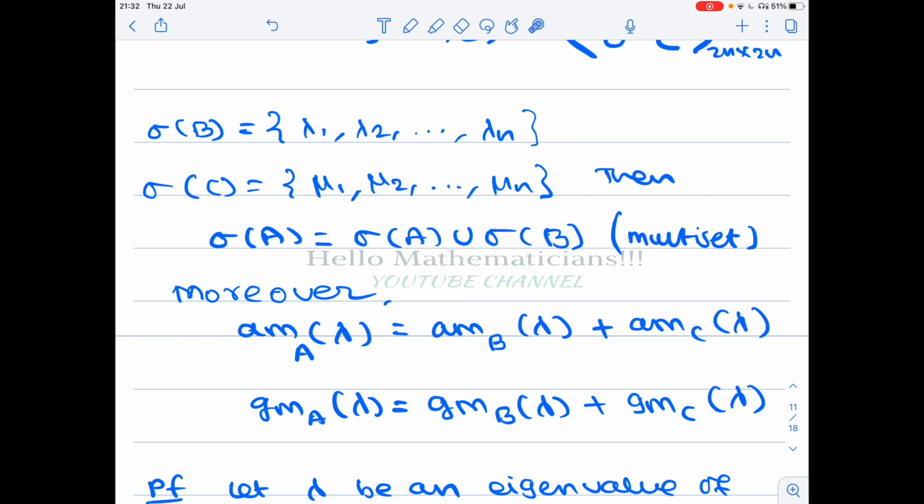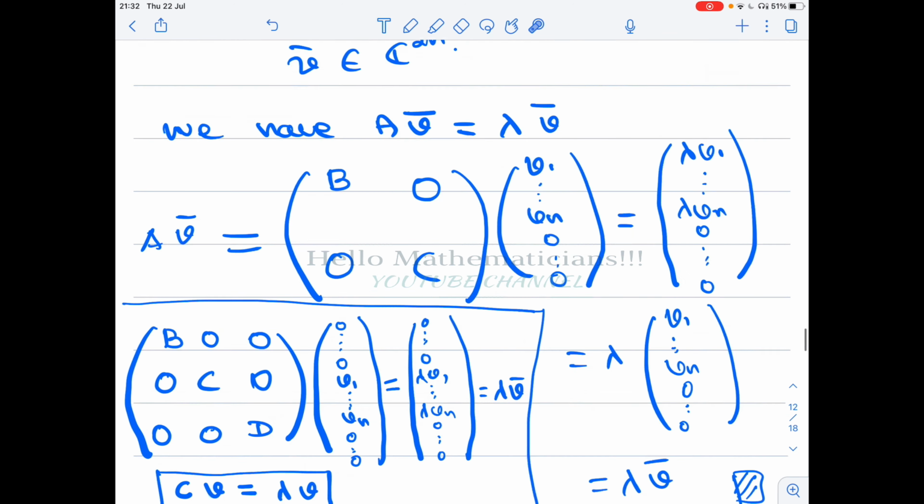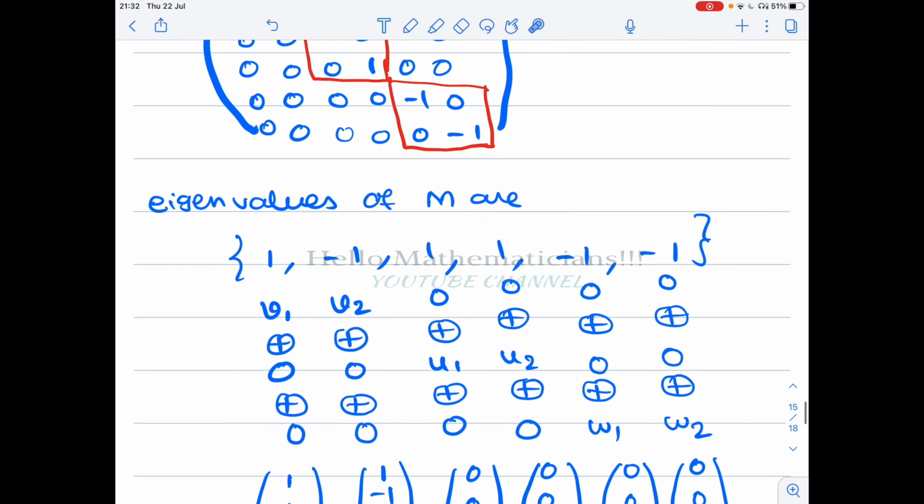Moreover, the algebraic multiplicity of an eigenvalue lambda in A is equal to the algebraic multiplicity of lambda in B plus the algebraic multiplicity of lambda in the matrix C. And similarly, the geometric multiplicity of an eigenvalue lambda in A is equal to the geometric multiplicity of lambda in B plus the geometric multiplicity of lambda in the matrix C. Before we see the proof, let's quickly see one example to illustrate this result.